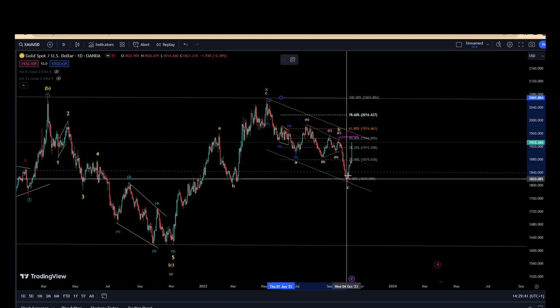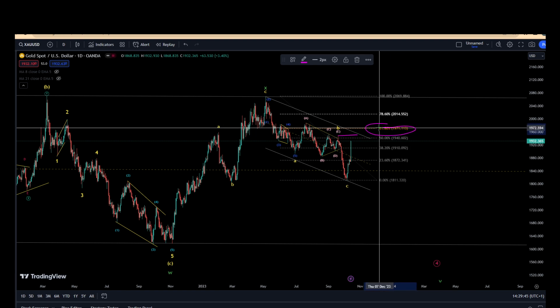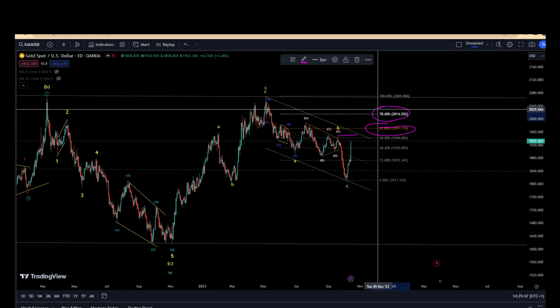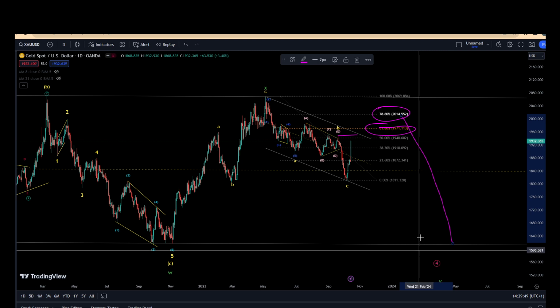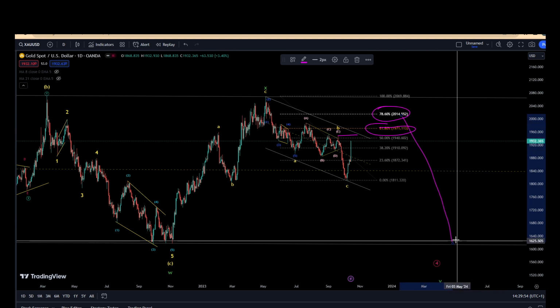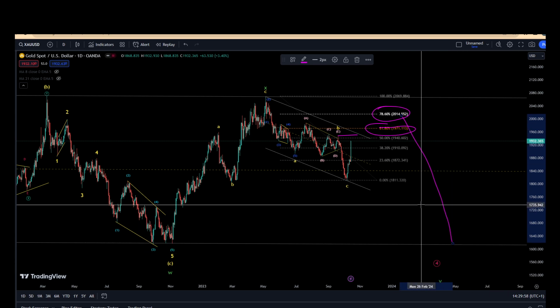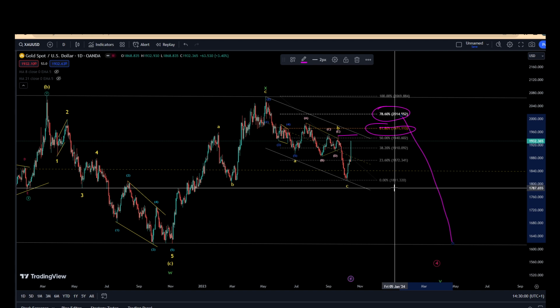So if I just bring it here, there we go. So we could possibly see around these levels here, or possibly the 78.6 as well, to eventually bring us towards the downside. So we could probably hit $2,000 an ounce again, before we start to see sort of move back down towards the 1600 level. That's the long-term view of things. So short-term bullish, long-term I believe bearish.